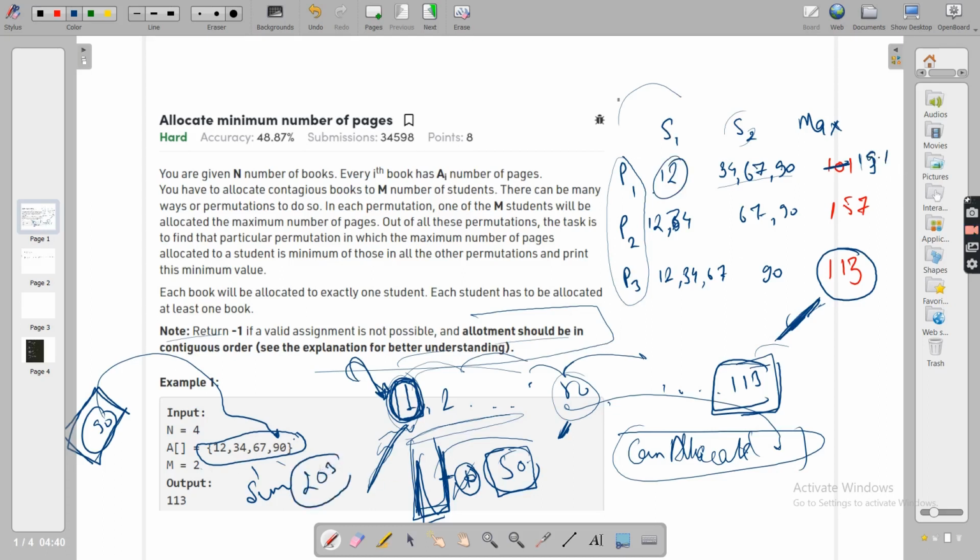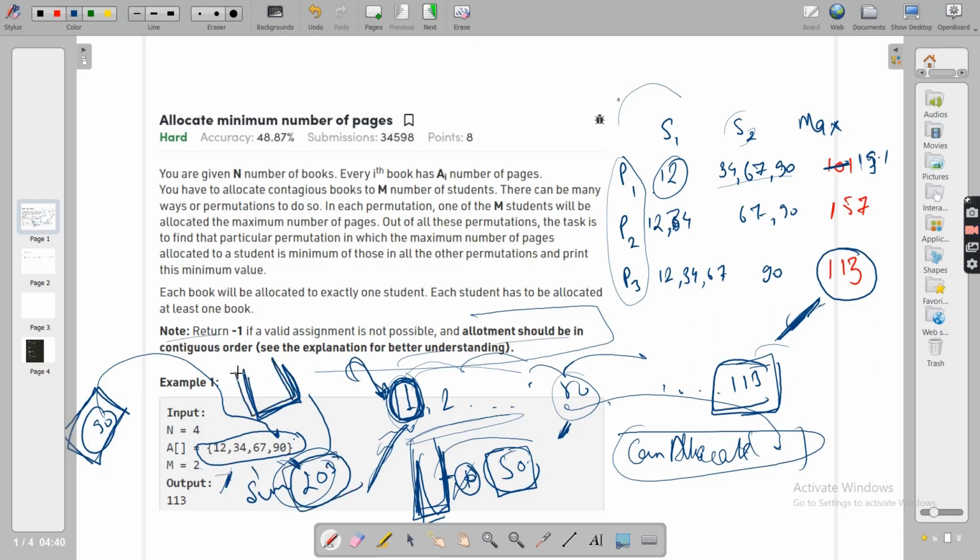203. Okay, so 203 pages is the maximum. So let's keep this as the maximum size, and let's see if we can distribute this entire array to these two students, keeping 203 as the maximum size.